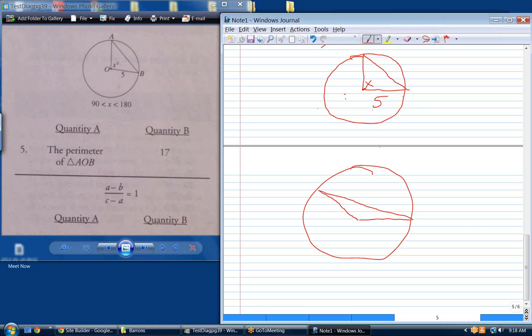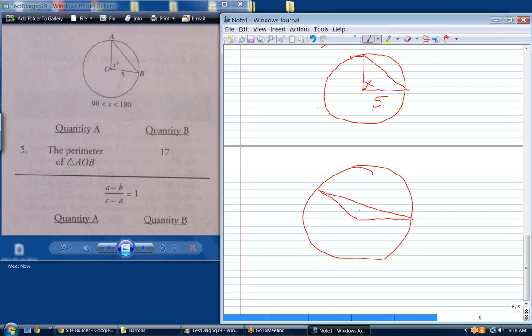Probably the easiest place to begin with this problem is to assume that x is 90 degrees. That's a difficult assumption to make because right off the get-go they tell you it's not. It's greater than 90 degrees. But if we could take the 90-degree angle and find out something about its perimeter, we can tell that any triangle that we create where x is greater than 90 has a bigger perimeter than this one.